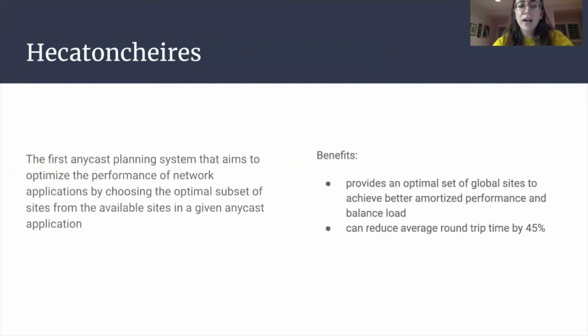Hecatoncheires uses a performance optimization problem to provide an optimal subset of sites that the Anycast network has available. This subset will achieve better amortized performance and also balance load better. Ultimately, this system can help reduce average round trip time by 45% compared to the worst setting of the network.